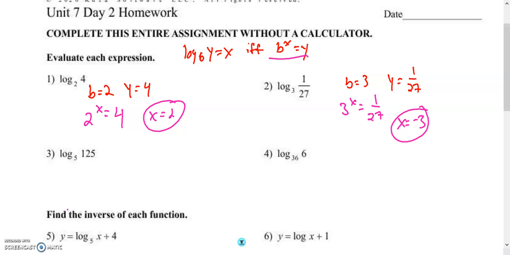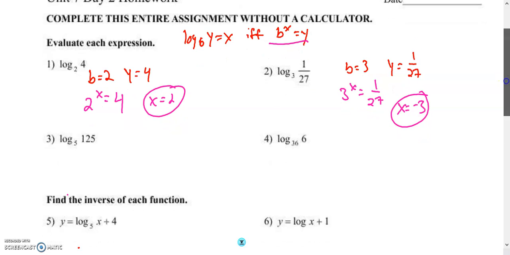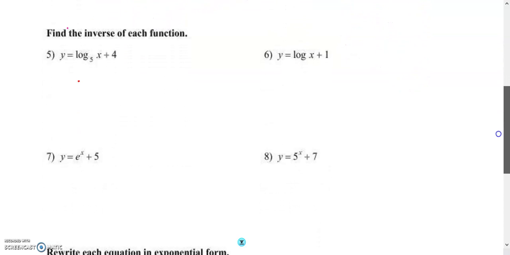Okay? So now you can complete the remaining two examples, numbers 3 and 4, for the first part. Alright, so taking a look at 5, 6, 7, and 8, we see that we need to find the inverse of each function.